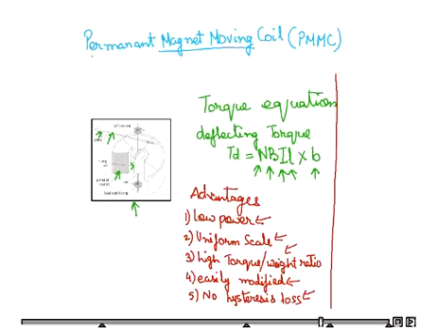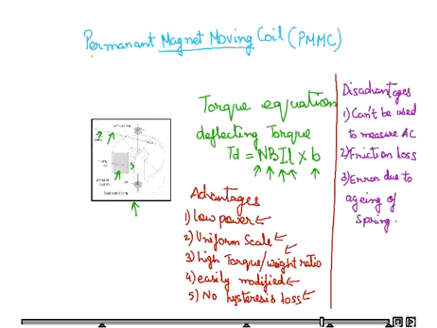But it has some disadvantages also. It cannot be used to measure AC. The second disadvantage is it has some loss due to friction and temperature also. Friction and temperature can cause some error in the system. Error due to aging of spring.